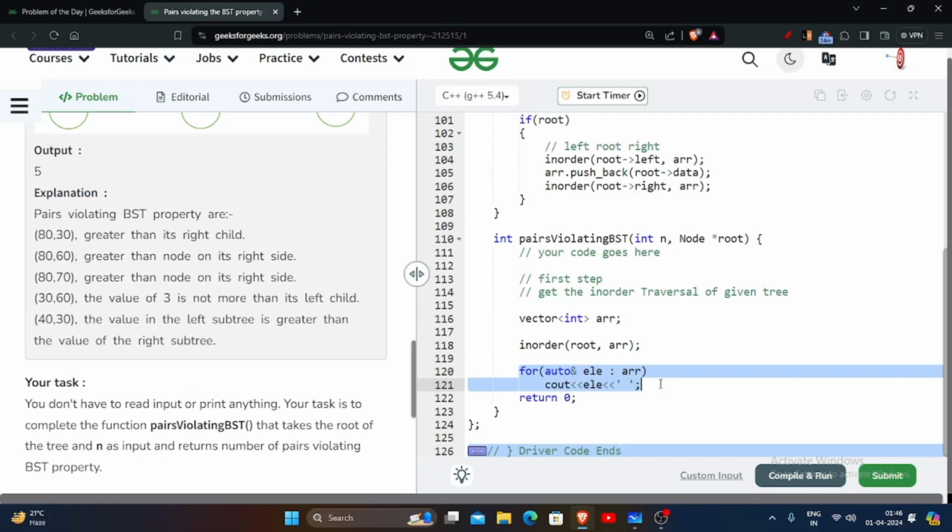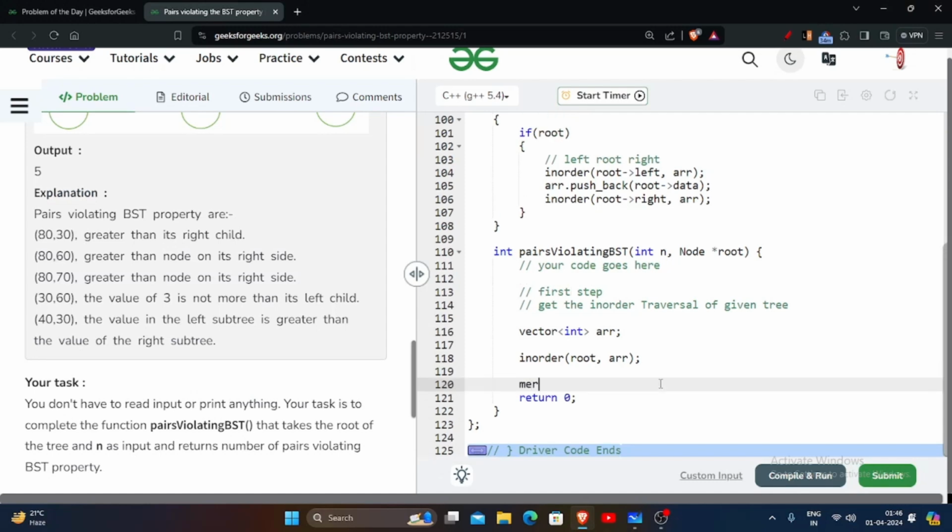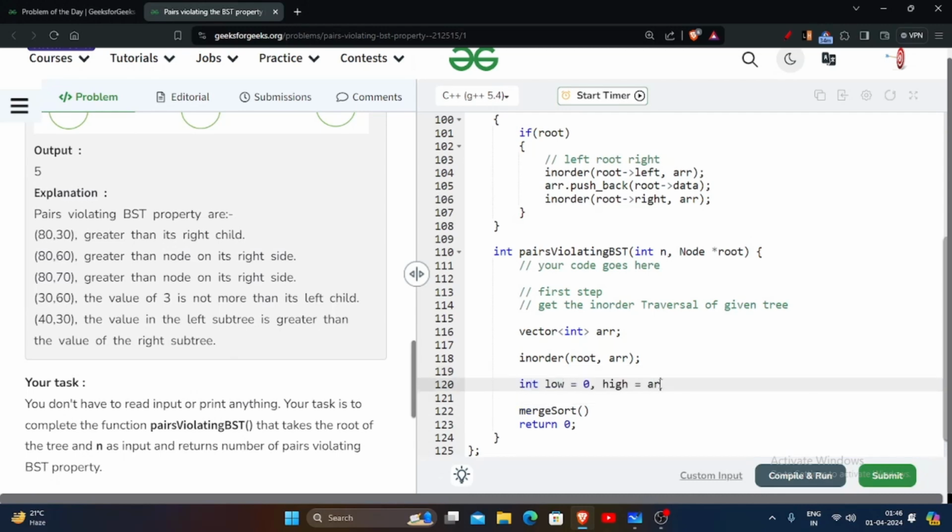ठीक है, तो इनऑर्डर हो गया. अब निकालना है मेरे को काउंट इन्वर्जन. तो ये निकलते हैं मर्ज सॉर्ट से. सो आई एम राइटिंग मर्ज सॉर्ट, बट बिफोर दैट our low pointer would be nothing but 0 and our high pointer would be my ar.size minus 1.